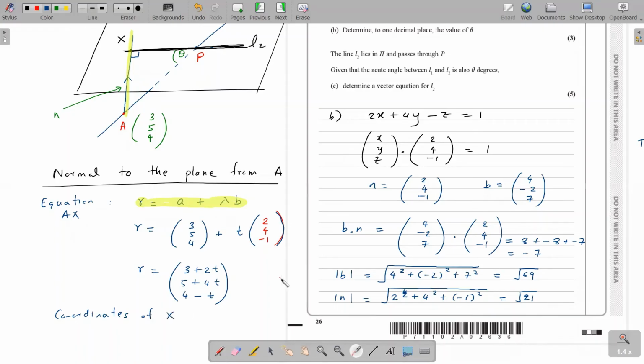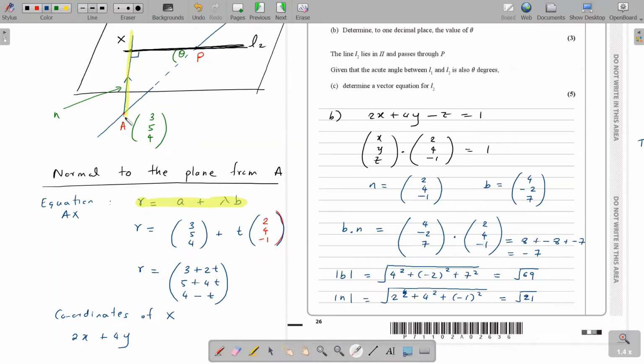X is the place where the line AX meets the plane, right? Don't we have the plane equation? Why am I trying to find the X coordinate? Because the only thing I'm missing in line 2 is its direction vector. If I have another coordinate on line 2, I can get the vector XP as the direction vector of line 2. All I'm missing here is the direction.